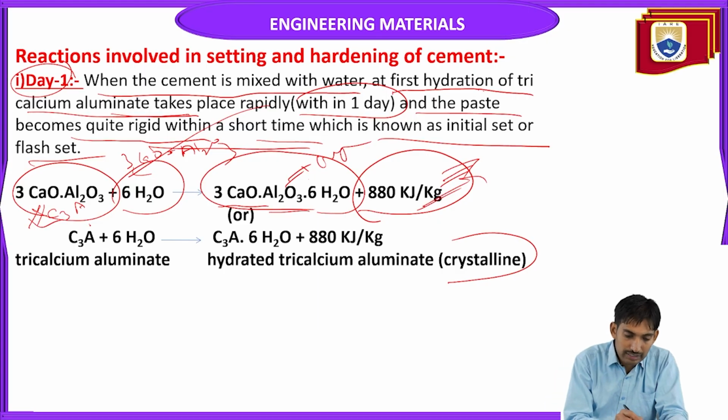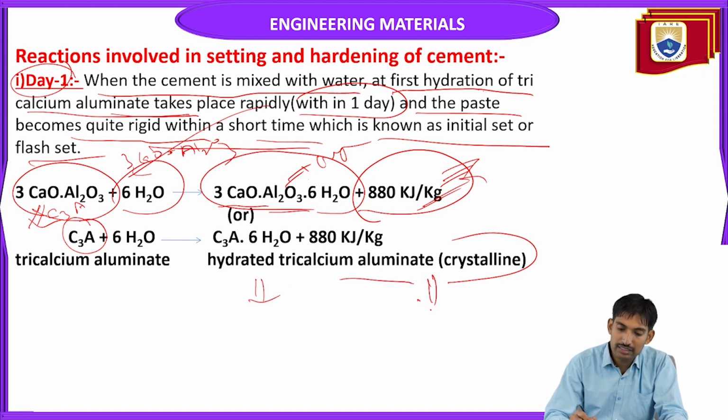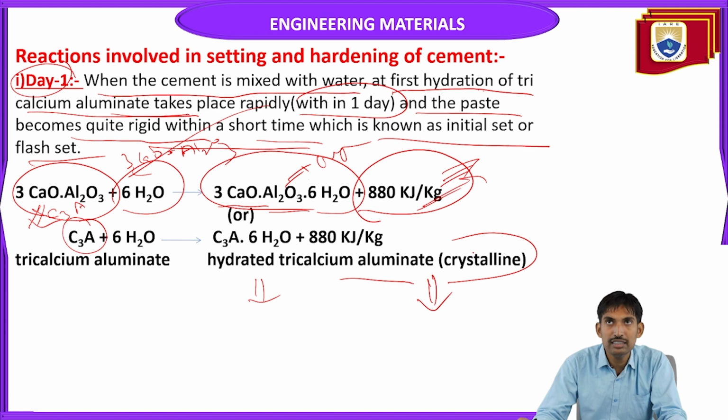In short form we can write that C3A reacts with water and forms hydrated tricalcium aluminate, which is crystalline in form. This is the flash set or initial set. It takes place on day 1. Tricalcium aluminate reacts with the water in a hydration reaction and forms the flash set or initial set. Those are the hydrated tricalcium aluminate crystals formed on day 1.